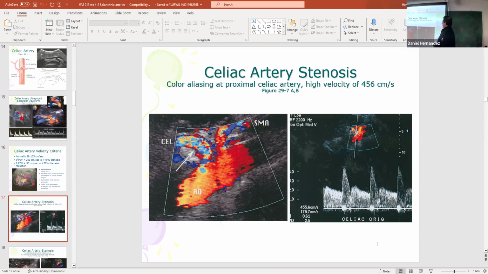So here we can see a patient with celiac artery stenosis. First thing you notice, we see aliasing, turbulent flow in that celiac artery. It's got some curvature to it as well, so maybe this is a patient who has median arcuate ligament syndrome. When they Dopplered, velocity is 555, so it's markedly elevated.